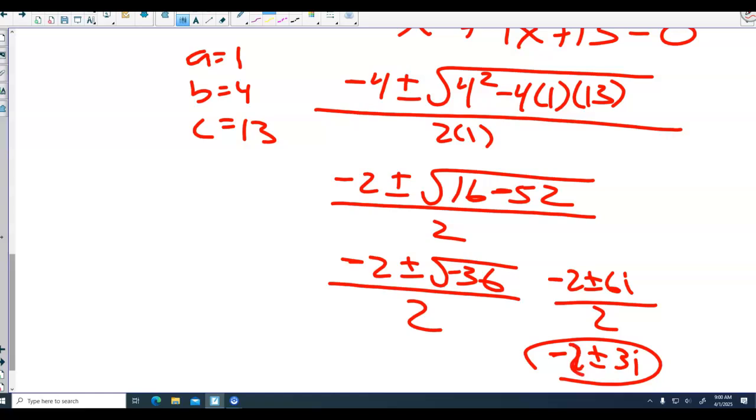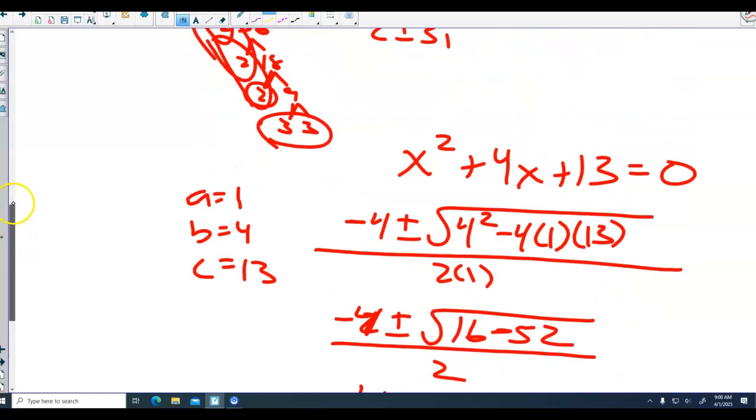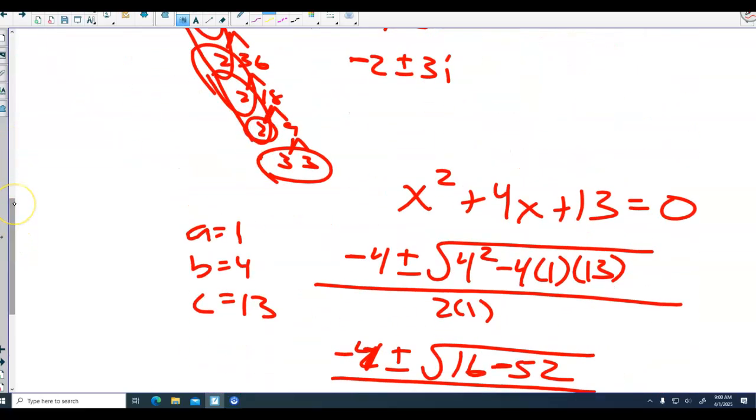Let me show you the mistake. See, I had negative 4 here? We don't magically change it to 2. Sorry about that. And we get negative 2 plus 3i. But you end up with the same exact answer. My advice, take the GCF out and then do the quadratic formula.